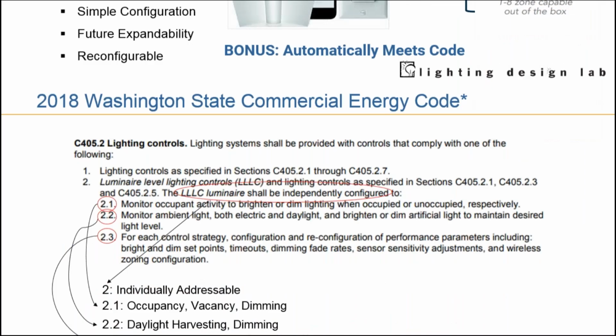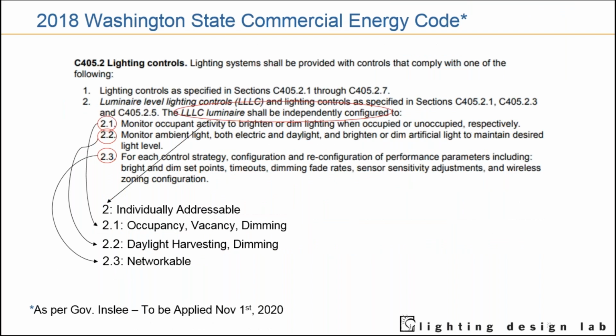To be independently configured, we want to ensure that LLLC luminaires are individually addressable. They monitor occupant activity as well as ambient light, so your integral occupancy and daylight sensors, and the ability to configure and reconfigure. So we're talking about a networkable solution. Again, the properties of LLLC are written in code, where if you want to apply network lighting controls and you apply LLLC technology, you are meeting code.